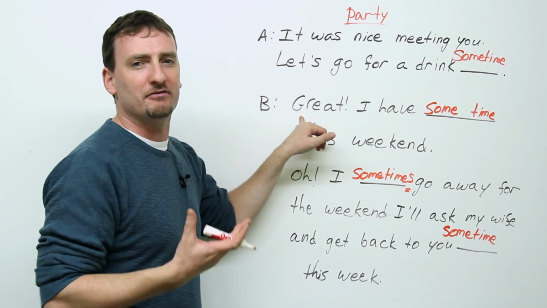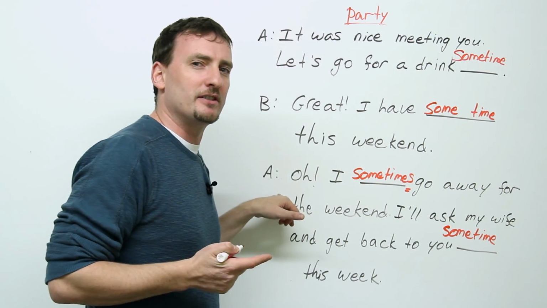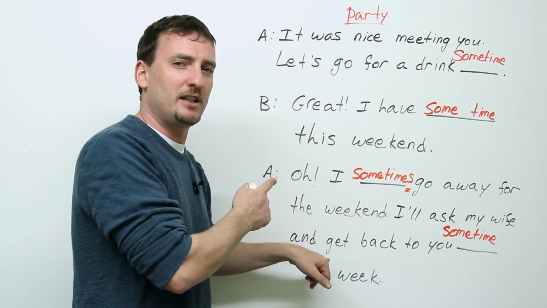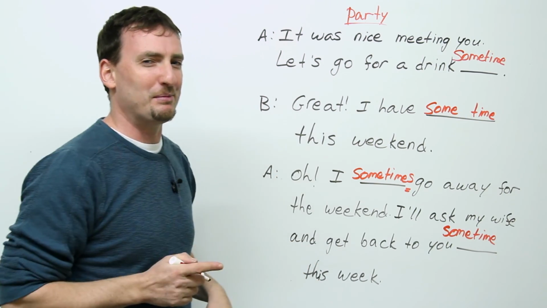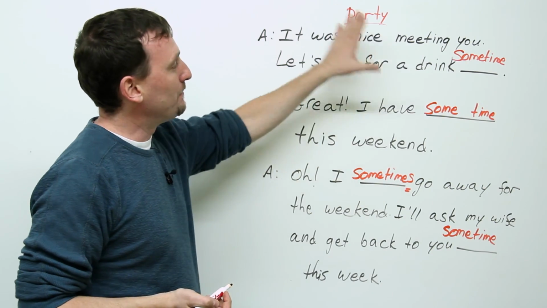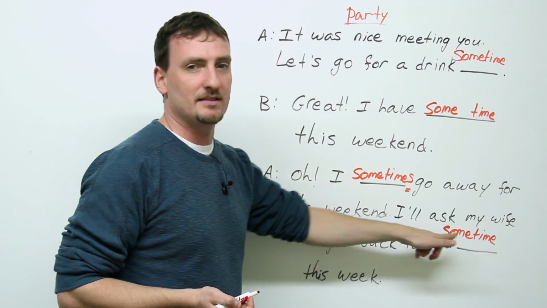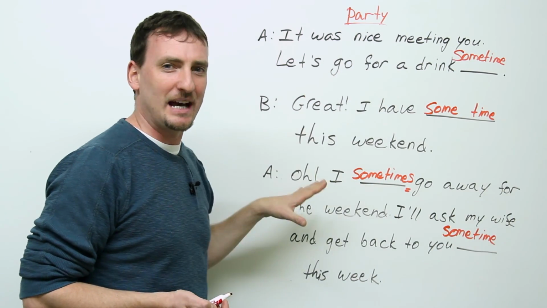Person B doesn't really understand. Here's a little bonus quiz question. Is person A going to call person B this week? No, probably not. That's not nice. It's life. What can you do about it? But sometime, sometimes, sometime. Okay? This is how it's used.